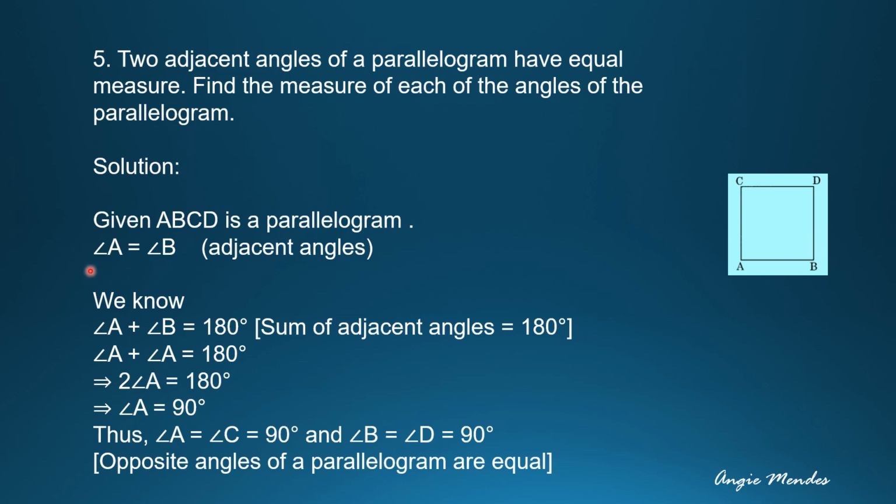Now you might wonder why I have said here that angle A is equal to angle B and said that these are adjacent angles. Now see what they've given here is two adjacent angles of a parallelogram have equal measure, and we know that the sum of the measure of adjacent angles is 180 degrees. So obviously if angle A is 90 degrees, what added to 90 will give you 180 degrees? It has to be 90 only. So that's the reason why we say, okay, two adjacent angles have equal measure. So we are taking angle A is equal to angle B.